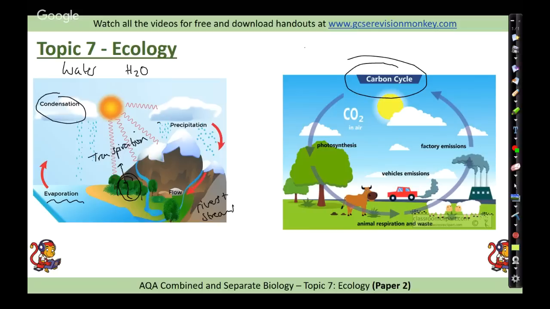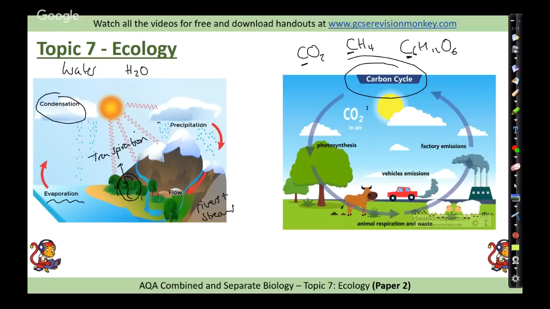cycled around. So carbon can be found in many different molecules, for example, CO2 for carbon dioxide, CH4 for methane, C6H12O6 for glucose, and here it's trapped in different molecules and it can be moved around the planet and Earth in a variety of different ways.